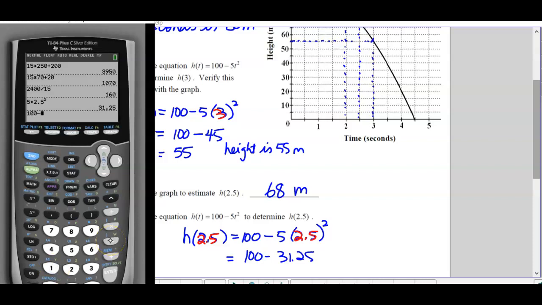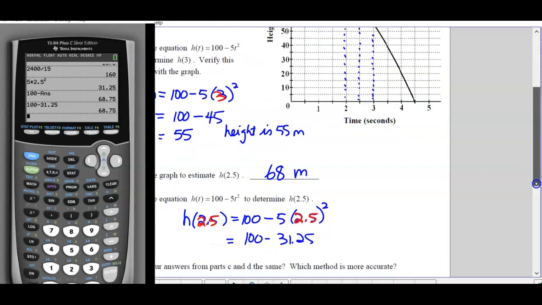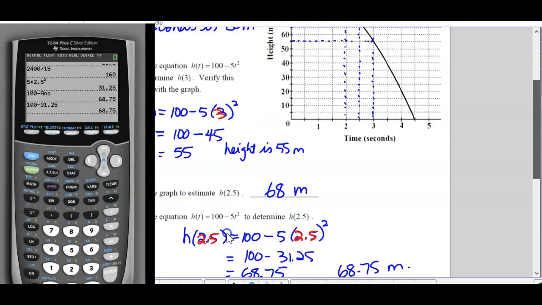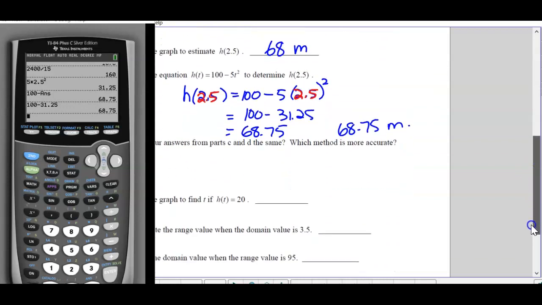Okay, a fast way to get the previous answer on all TIs is second negative. Some you can cursor back up. So I could go 100 and cursor back up to that previous answer and we'll fill it in. Oops, I need to put a minus sign though. Let me do that again. 100 minus, and then that, and then I get 68.75. Okay, so that's what you do on TIs. So 68.75 meters. I said 68, so we're pretty close, right?